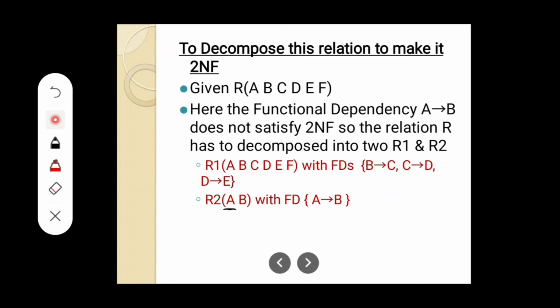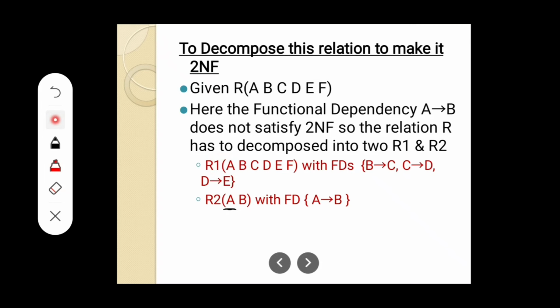Clear? The rest of the components will be relation 1. Relation 1 will be having A, B, C, D, E, F. We require A. Why do we require A here? Because we have to connect this table with this one. Since this is a key, this A is actually the A in this table. A in this relation will be the foreign key which connects R1 with R2. So A becomes the candidate key, so we require A here.